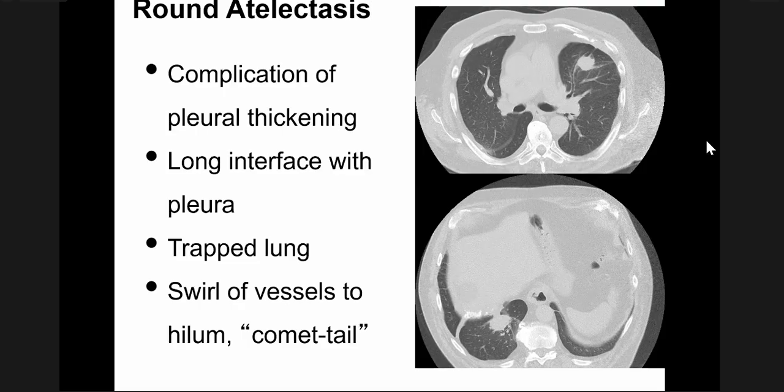So what can really help is sometimes watching these longitudinally, every 6 to 12 months, to see if any part of that area is growing or getting bigger. But the most important thing to remember is that you will have round atelectasis whenever you have pleural thickening.